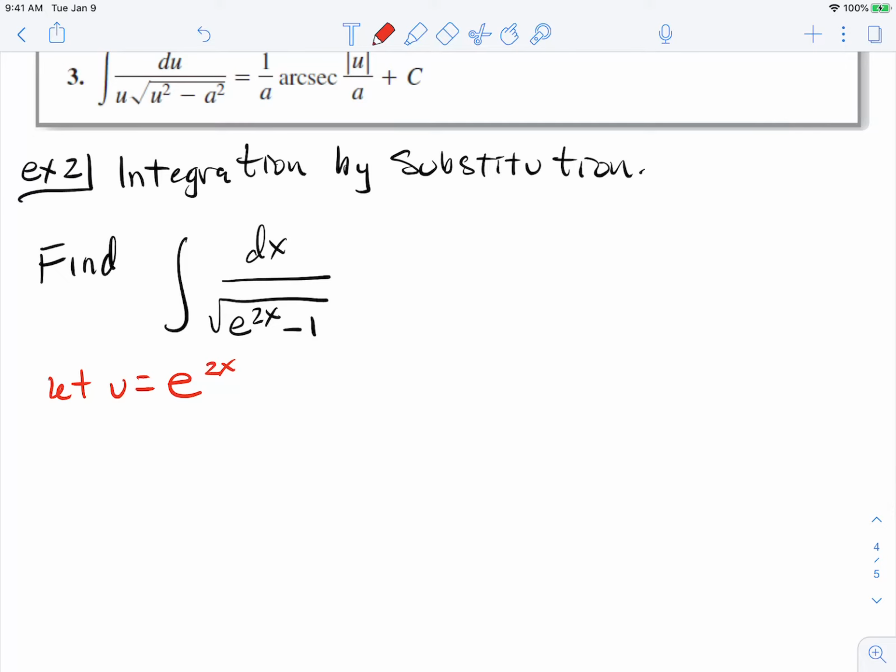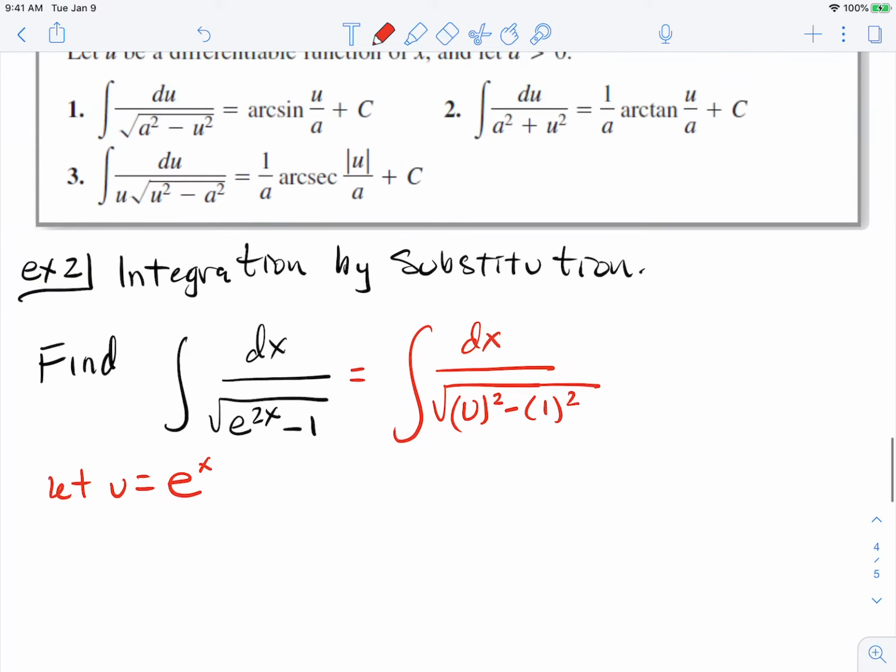And when we do that, this will be rewritten as the integral of dx over the square root of, actually, not e to the 2x, just e to the x. And that's going to allow this to be written as u quantity squared minus 1 squared. So let's see. It looks like possibly it could be this one, but the one thing that's holding us back here is that notice that it's a squared, so the constant is first, and then minus the u squared. So maybe it's not that one.